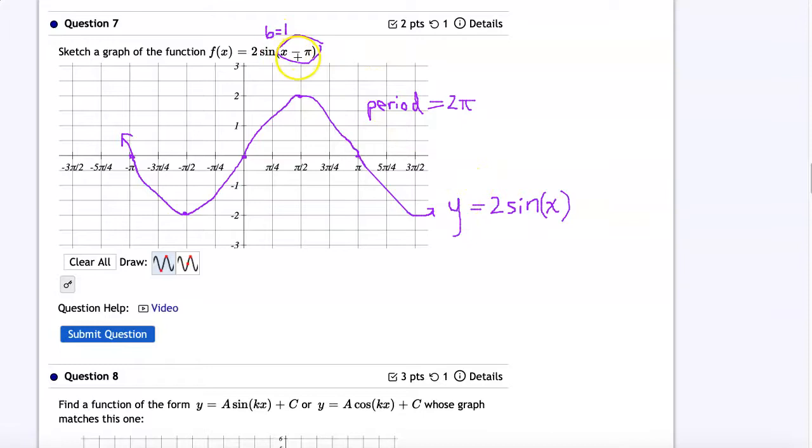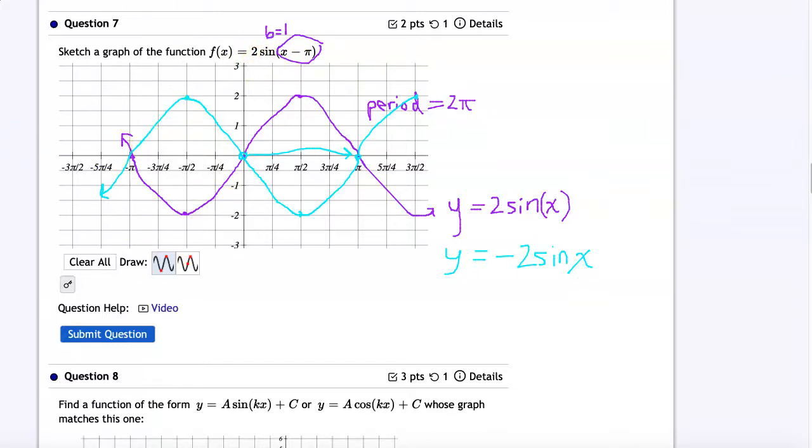Now in our particular problem, we are going to take this same graph and we are going to shift it to the right by pi. So if we shift it to the right by pi, it's going to move this point right here all the way over there. What that will mean is that the resulting graph is going to be a vertical reflection of this graph. In other words, the blue graph could also be written as y equals negative 2 sine x. Negative 2 sine x is equivalent to 2 sine x minus pi.